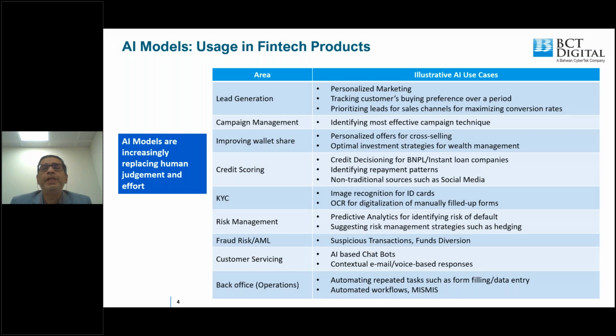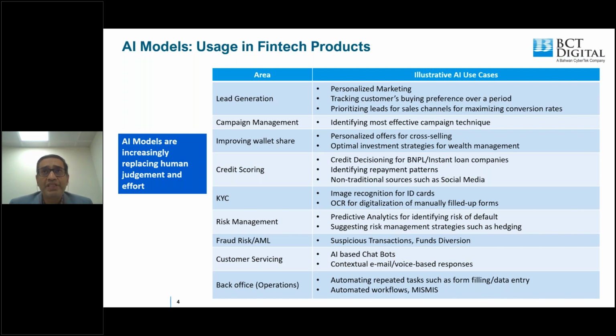AI models are becoming all pervasive. They are sneaking into each and every function of banking and fintech related areas. They are increasingly replacing human judgment and effort. Why? We'll see it in a bit. But some of the areas where AI models are being increasingly used are lead generation. We'll look at some of the key areas. Lead generation is one area. We'll just go through it in a logical sequence.